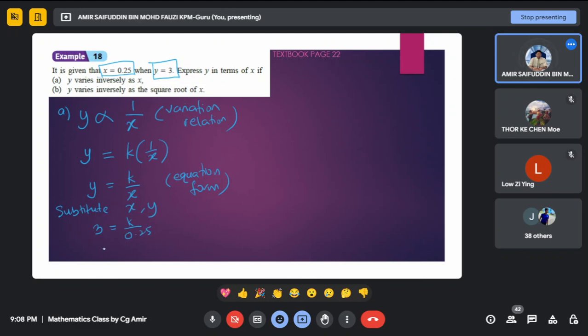Then k here is 3 multiplied by 0.25, which is equal to 0.75. After we get the value for k, we put it back in the equation form. For A, the question number 1, we have y equal to 0.75 divided by x. This is A.